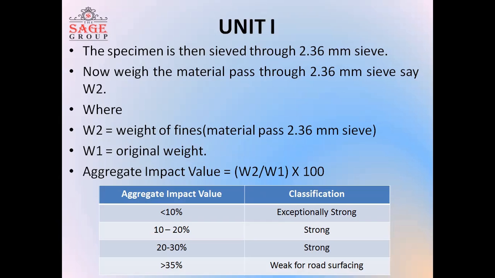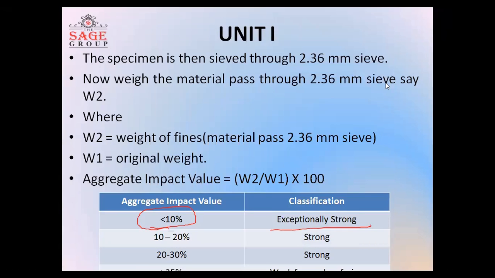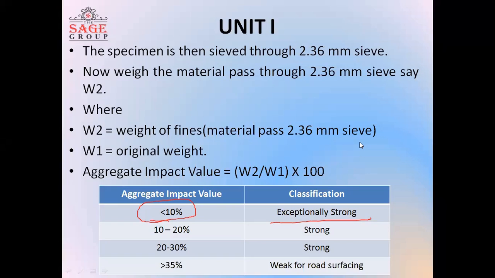If the result is less than 10%, it is considered exceptionally strong, and is used on the top surface of pavements, in beams, and in columns. If the value lies between 10 to 20%, then the stone is considered strong. It cannot be used on the top surface, but it can be used below the top surface, or in the beam, column, slab, water tank, etc.